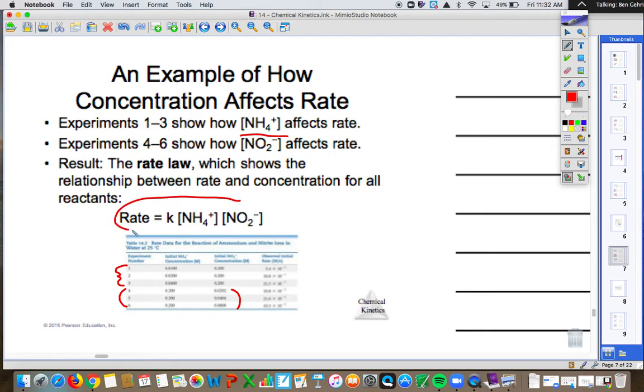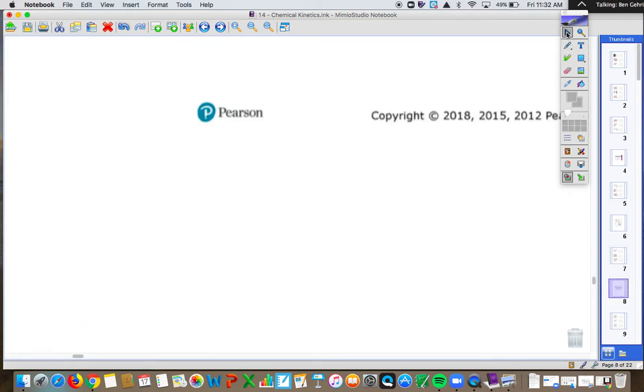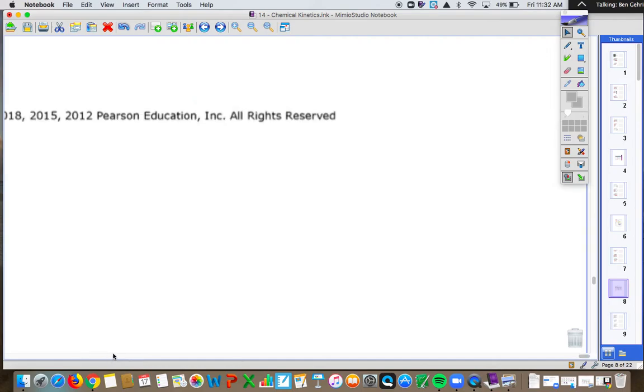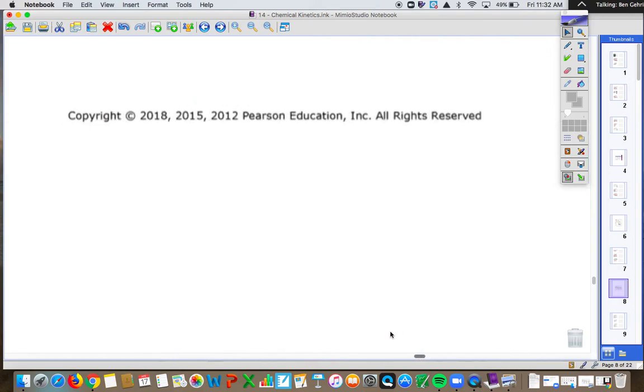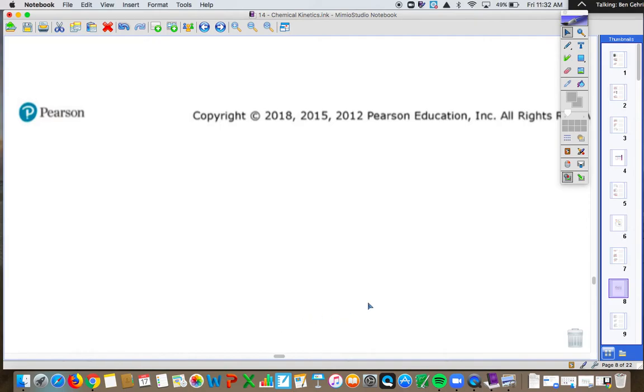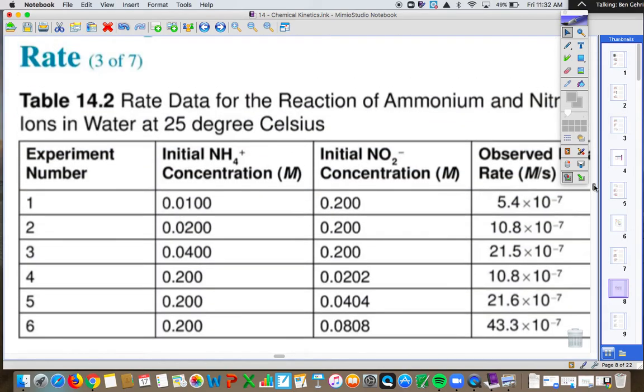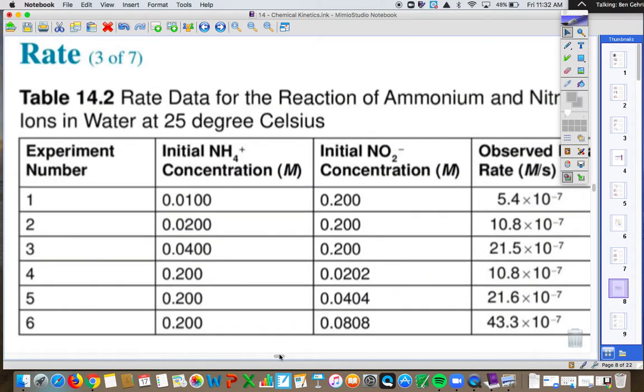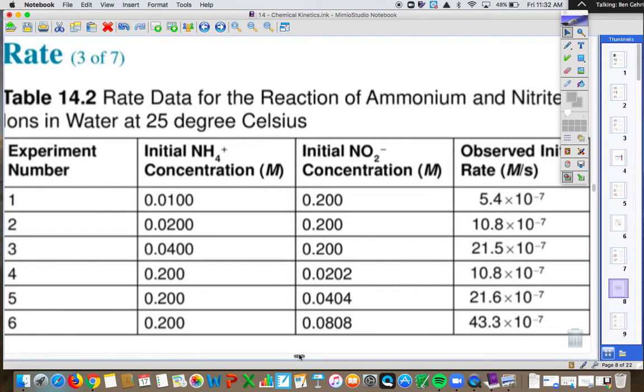This is going to give us our rate law, which we'll talk about later on. And our rate law shows the relationship between the rate and the concentration for all reactants. We're going to talk about that. Okay, but for now, I put it on the screen, a better graphic to show you how your rate changes with concentration.